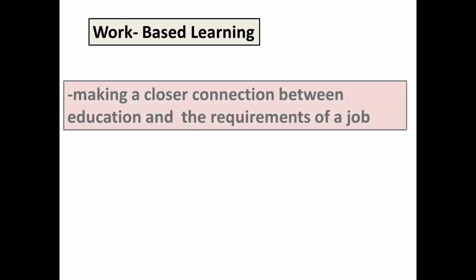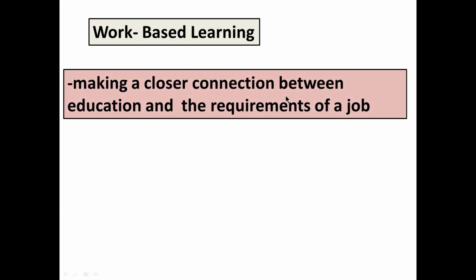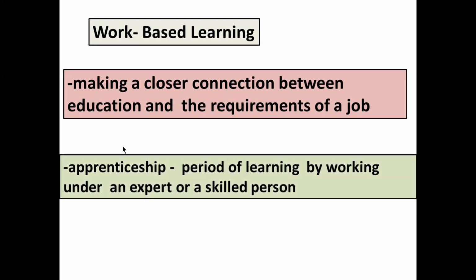These days, universities are focusing more on work-based learning to fill the gap between university education and the job requirement. So how do they normally do that? They try to make a closer connection between the education and the requirements of a job. So they try to give job-based training. They try to provide apprenticeship, which means a period of learning by working under an expert or a skilled person.